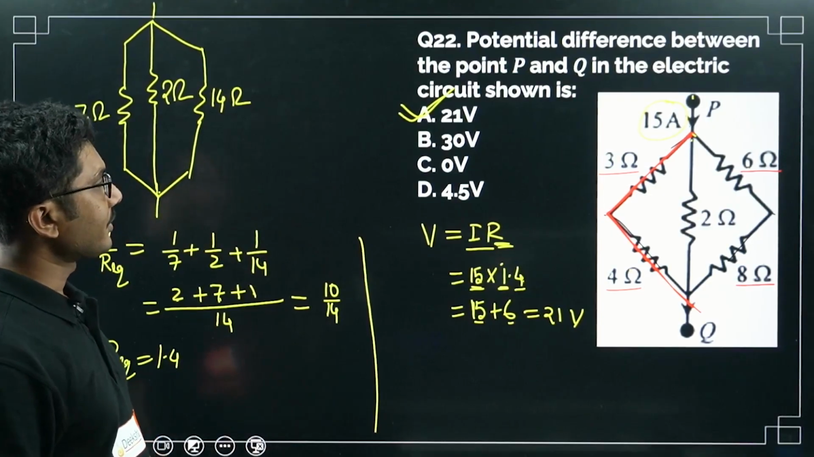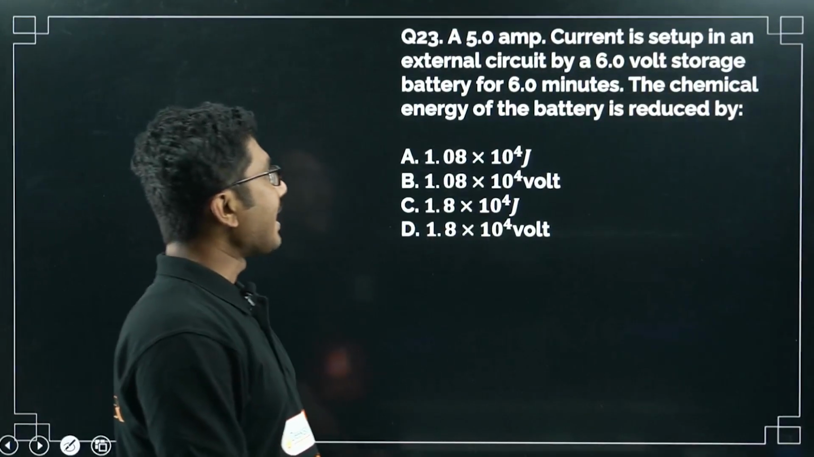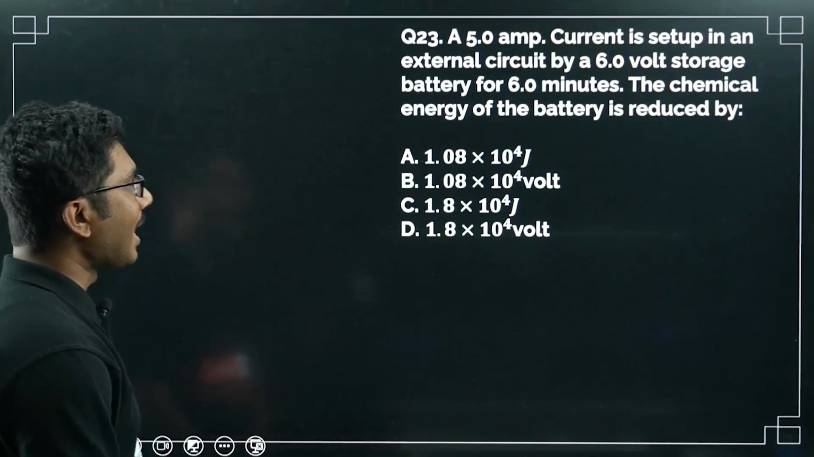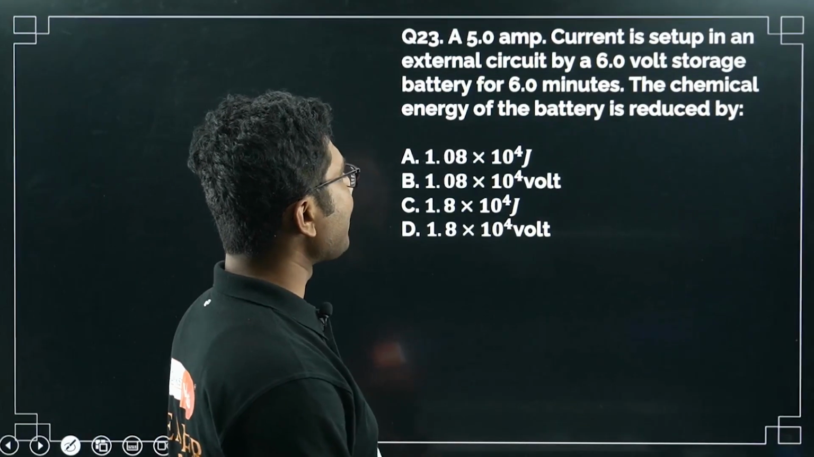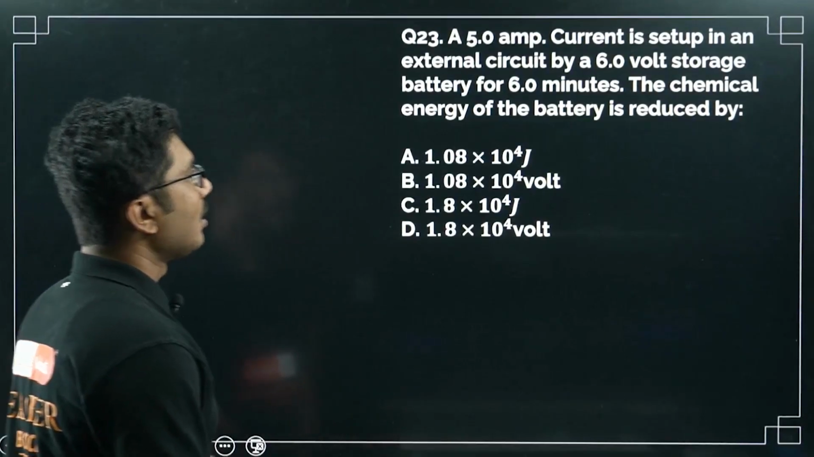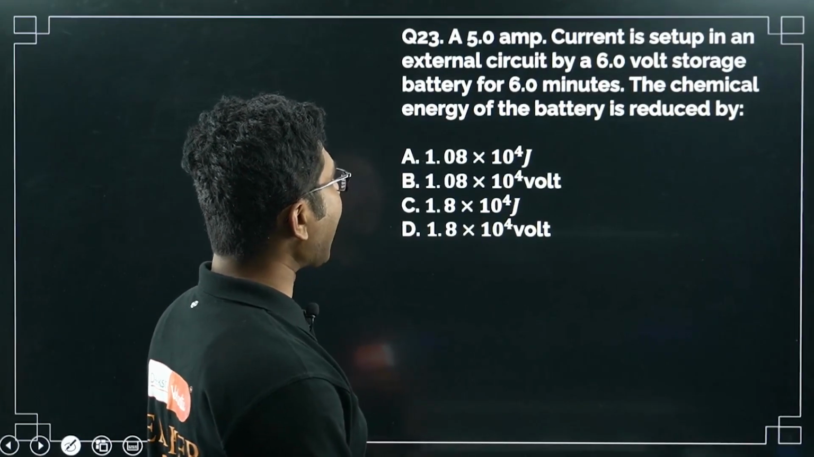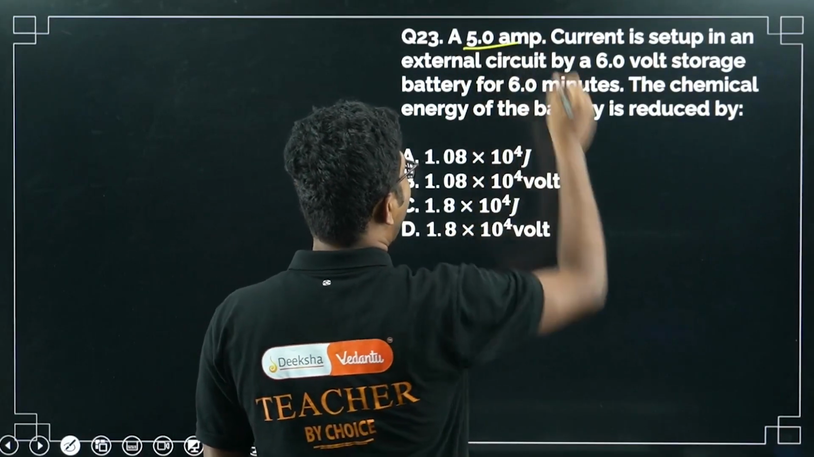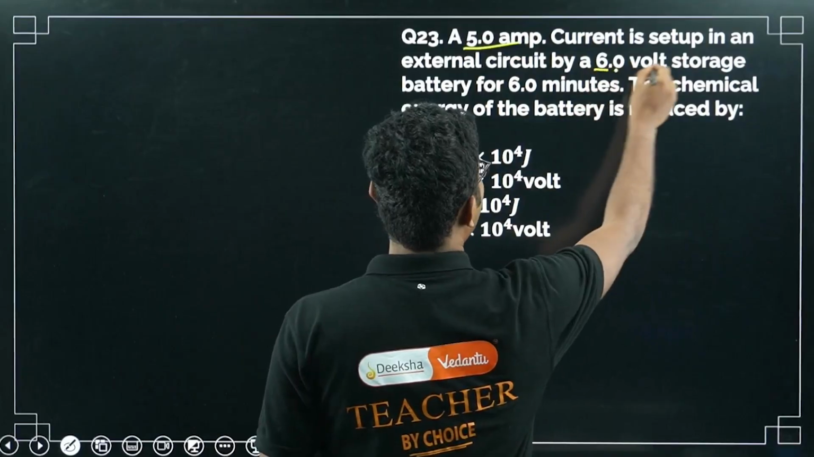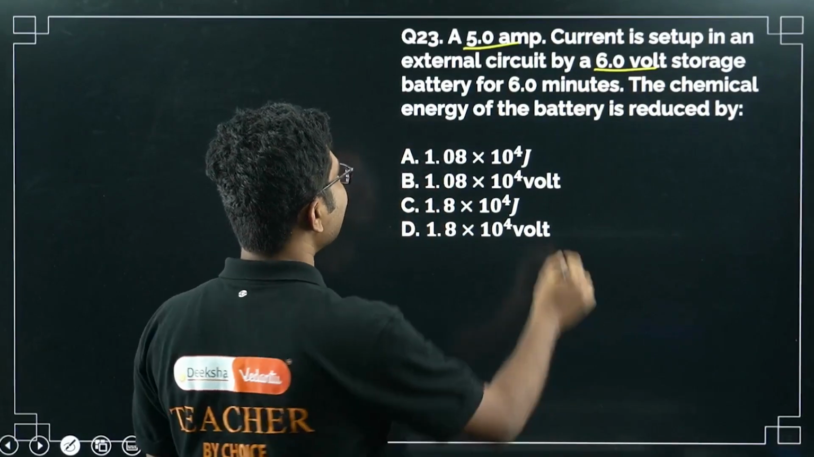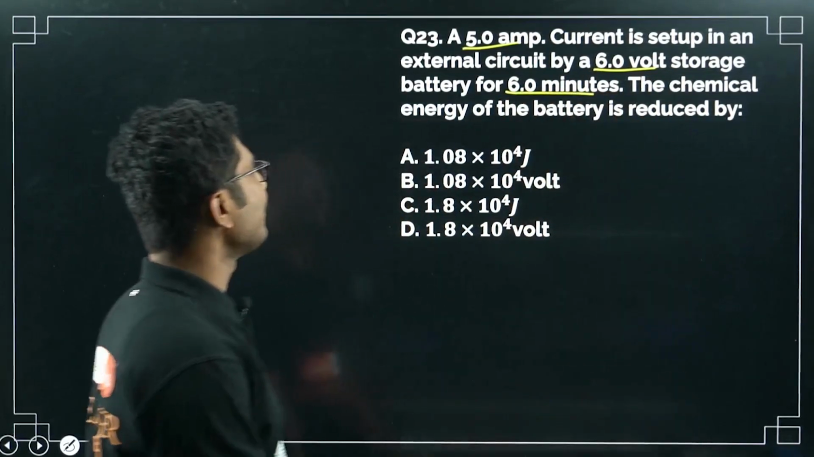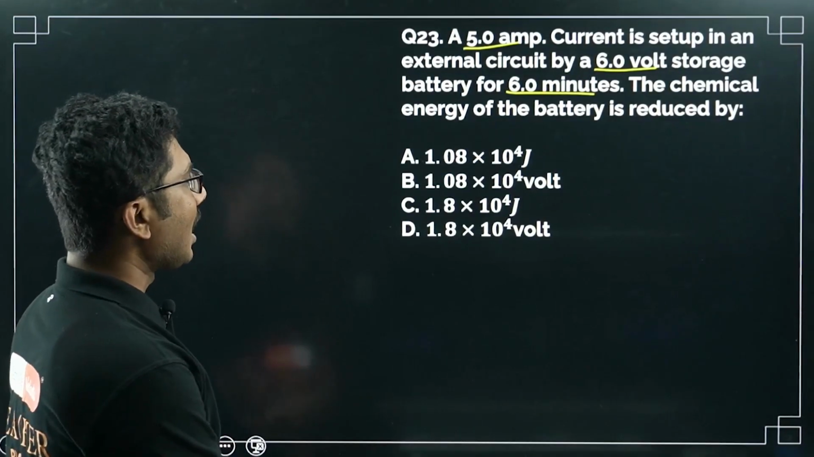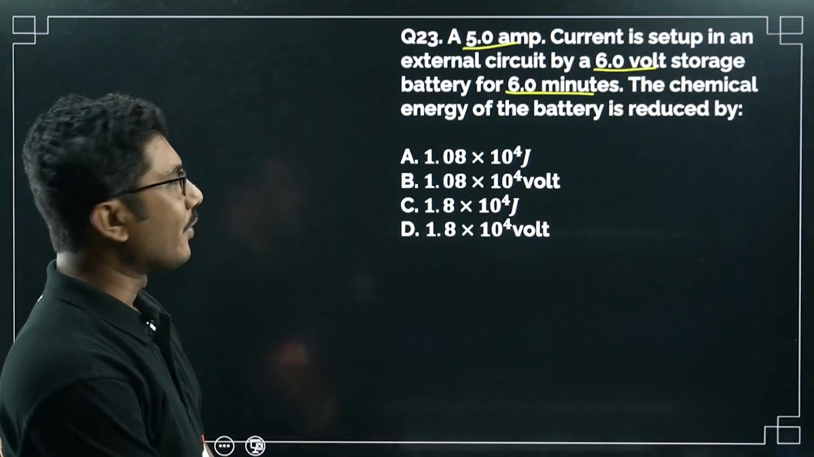Now next question. A 5 ampere current is set up in an external circuit by a 6 volt storage battery for 6 minutes. The chemical energy of the battery is reduced by how much? So this is the current, this is the voltage, and this is the time. They asked you to find by how many joules the chemical energy of the battery is reduced. How can we calculate that?